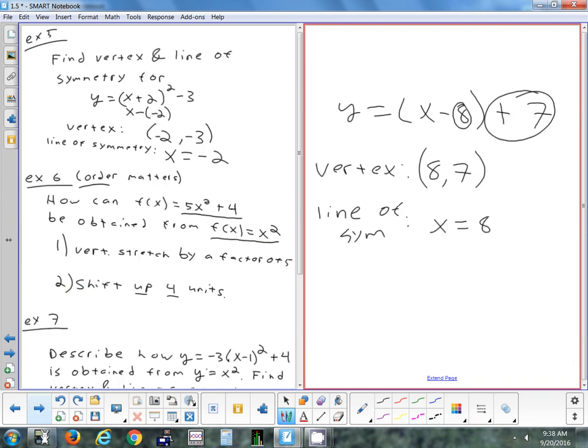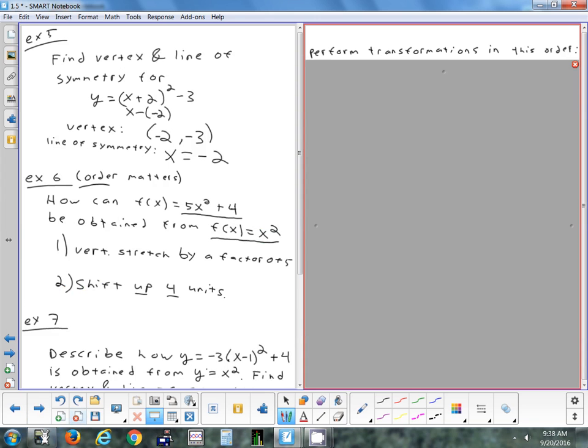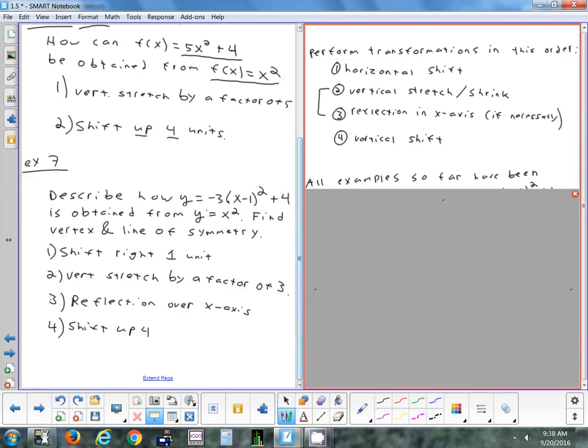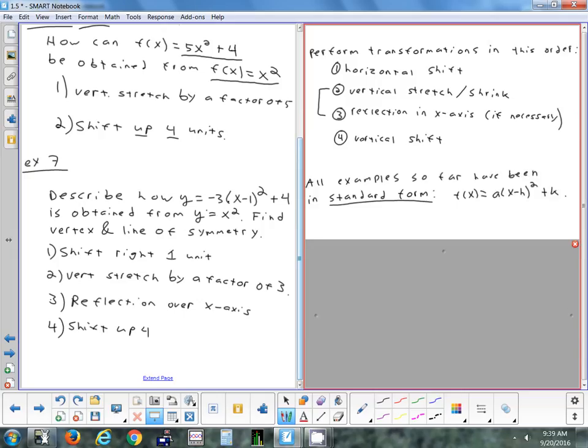All right, so that basically summarizes the order that we should always follow. Always do your horizontal shifts first, followed by any vertical stretching or compressing. Then do your reflection over the x-axis. And these are actually all if necessary. You don't have to have every transformation in every problem. This one did. And then after your reflection, do your vertical shifts. Technically you can switch 2 and 3 and the answer would still be correct. But just stick with this order all the time, and you'll never have a problem.